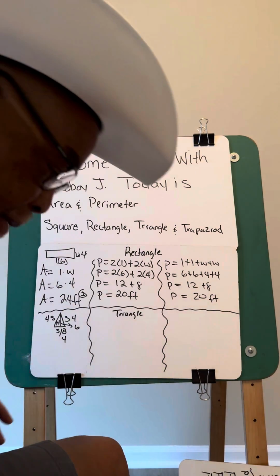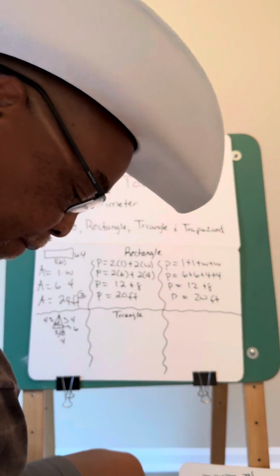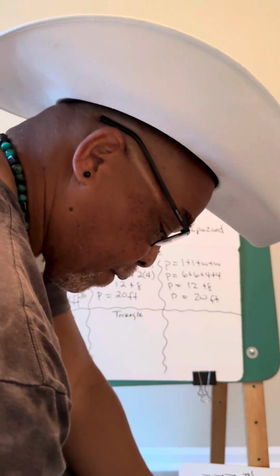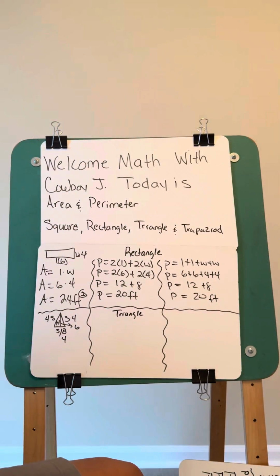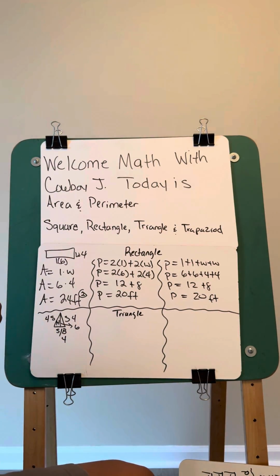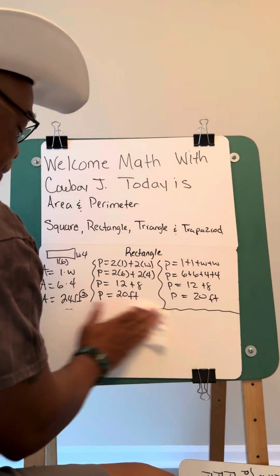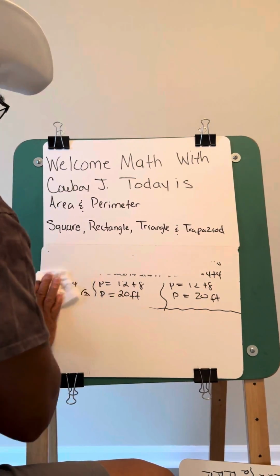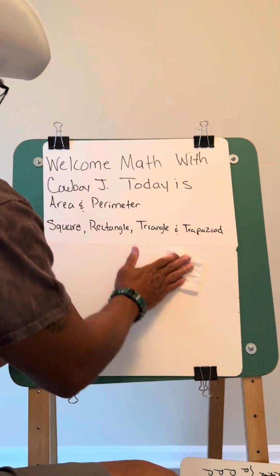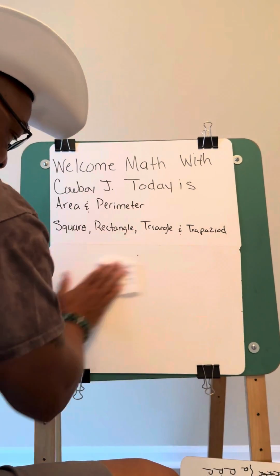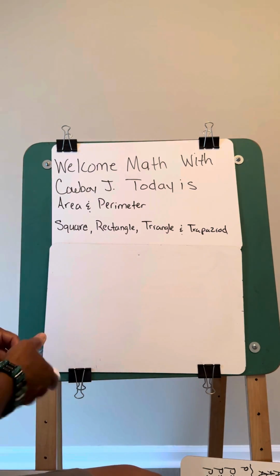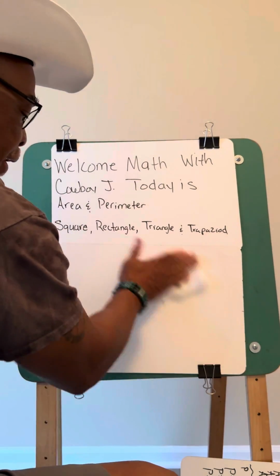So for the triangle, I'm going to take out the rectangle and give you the triangle by itself because the triangle needs space. So that was the rectangle. We're going to take the rectangle out and just go deep into the triangle.